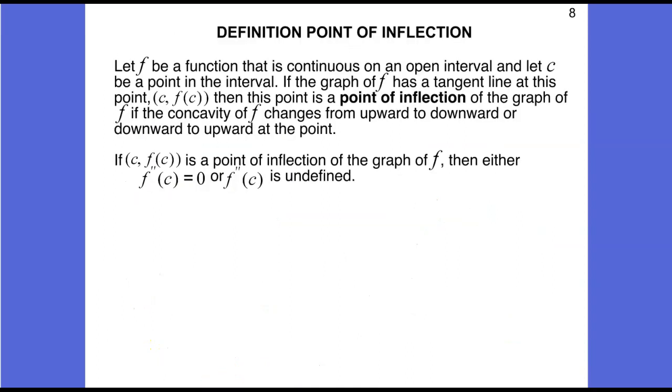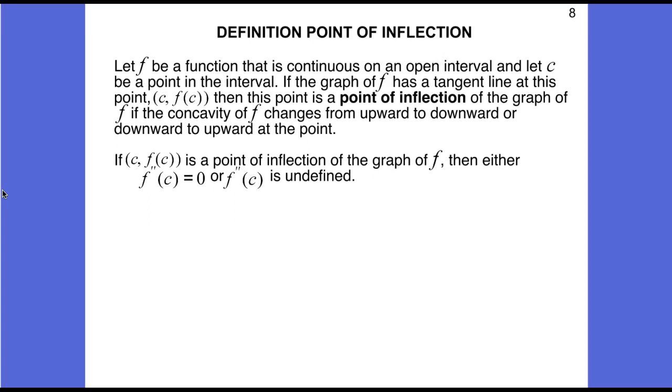So let's define our point of inflection formally. Let f be a function that is continuous on an open interval, and let c be a point on the interval. If the graph of f has a tangent line at this point c, f of c, then this point is a point of inflection of the graph of f if the concavity of f changes from upward to downward or downward to upward at this point. So in words, that's what a point of inflection is.